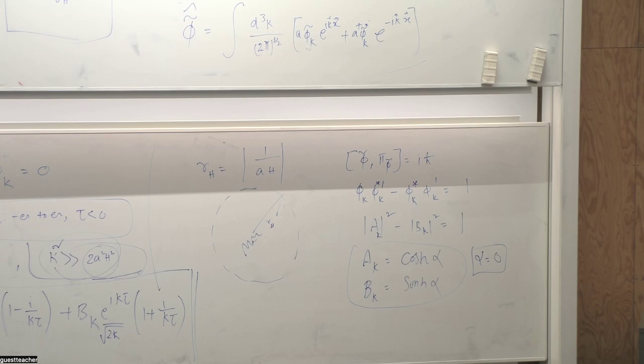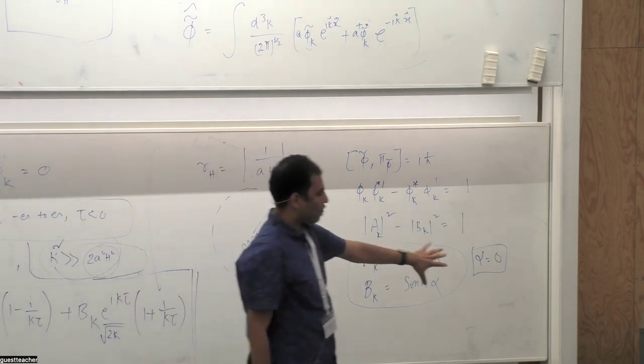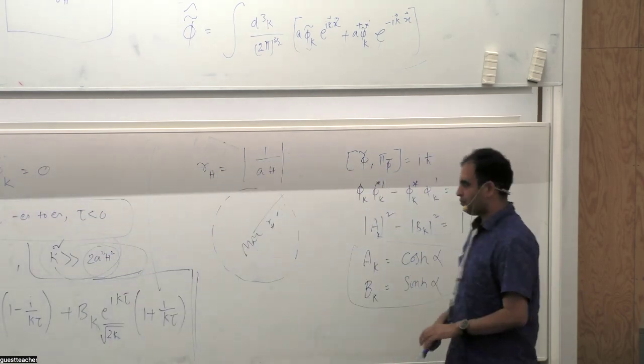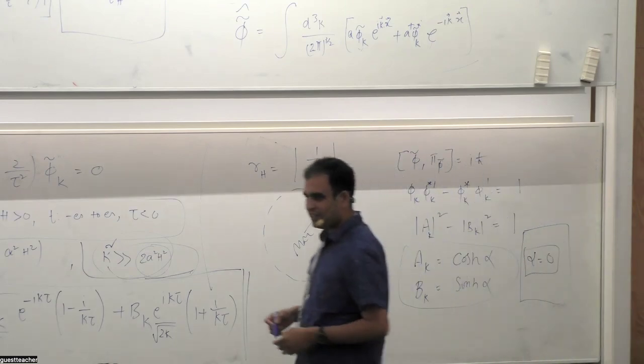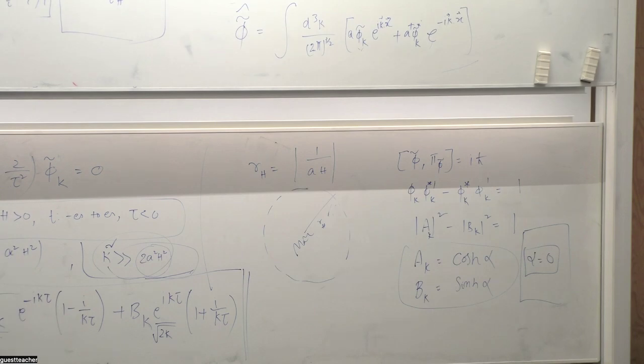But in general, if you try to quantize a field in a de Sitter background, alpha equal to 0 is called the Bunch-Davies vacuum. This was investigated in the 70s, so this is a well-known thing. Any question?